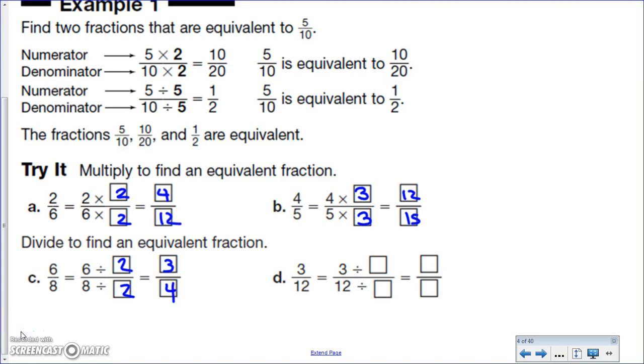For D, we have 3/12, and they want us to divide to find an equivalent fraction. So we know that 3 will divide evenly into 3 and 12. Then 3 divided by 3 is 1, and 12 divided by 3 is 4. That means 3/12 and 1/4 are equivalent fractions.